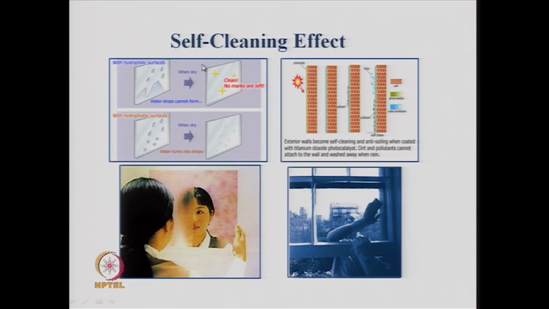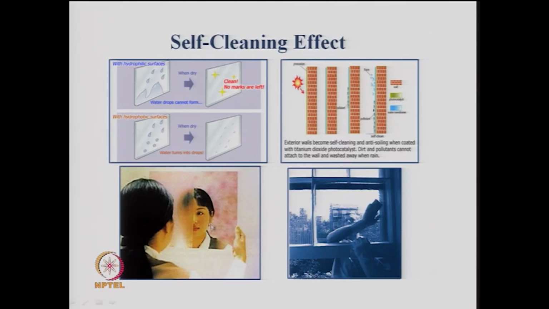Now, titania also shows a self cleaning effect. So, these are examples. You see this is a mirror and this part of the mirror is coated with titania. The moisture on this part of the mirror does not allow you to see clearly, but no moisture can settle on this part due to the self cleaning effect of titania, which is also the hydrophobic effect of titania.